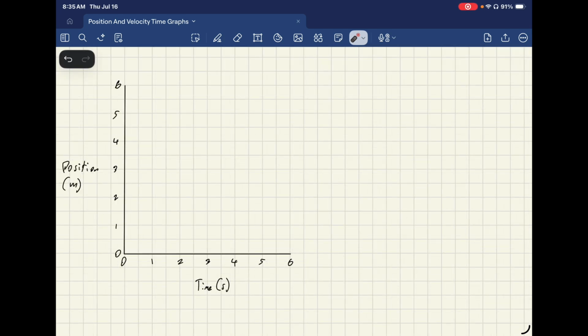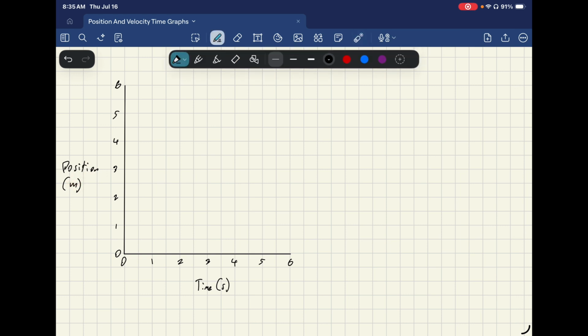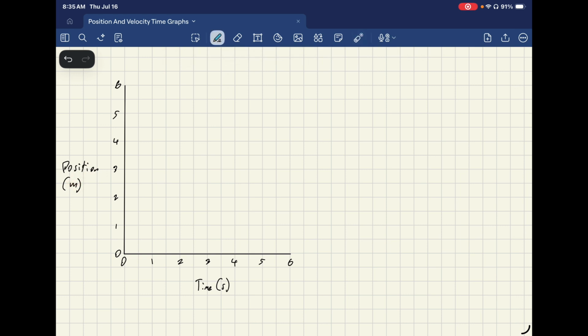All right, let's start with the position and time graph. Let's look at that in more depth. On the horizontal axis, we have time measured in seconds, that's the s, and on the vertical axis, we have position measured in meters. Let's say that you have an object that moves, we'll say 6 meters in 3 seconds.